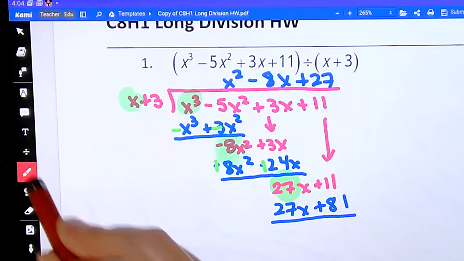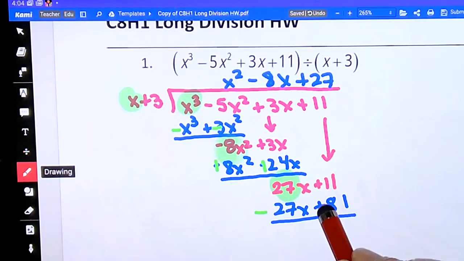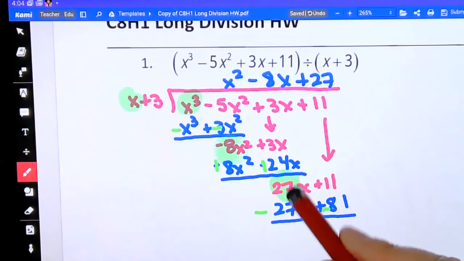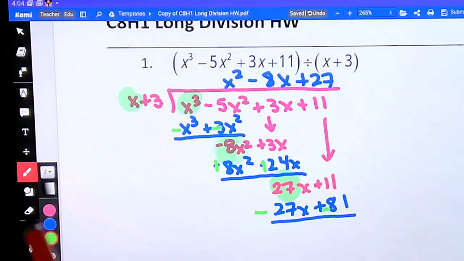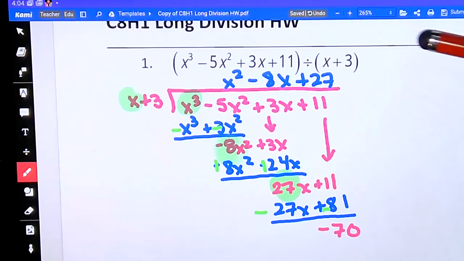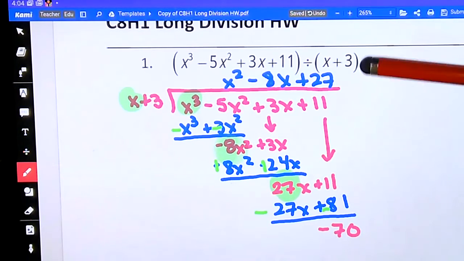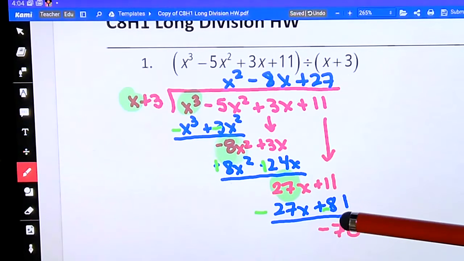And then I'm going to subtract. So this is going to become a negative, and this is going to become a negative. So this is going to cancel out, and I have an 11 and a negative 81, which is going to be a negative 70. This is my remainder. So quick note, if they ask you, is x plus 3 a factor of this? No, because we have a remainder that's not 0.